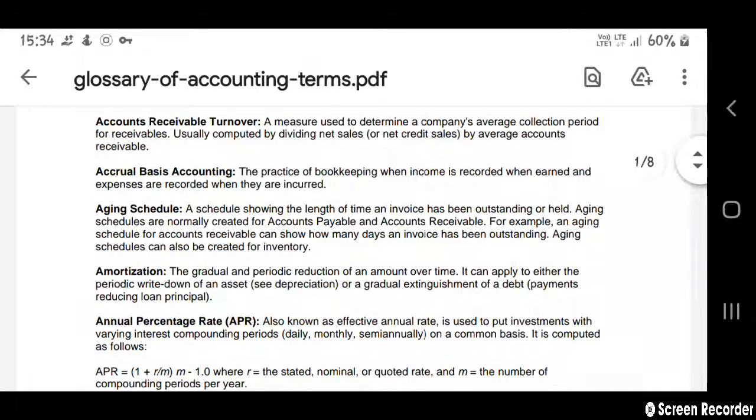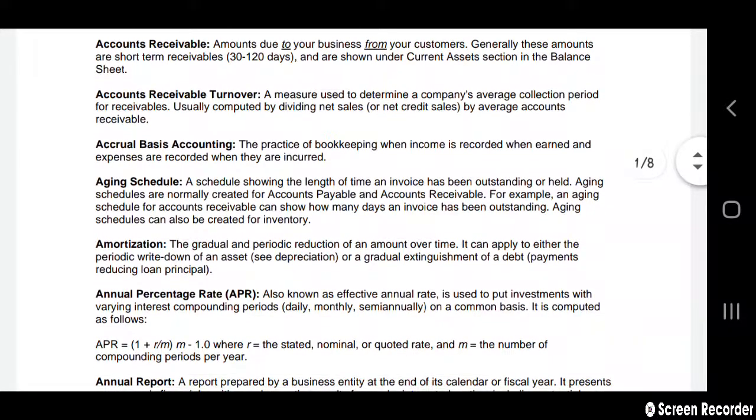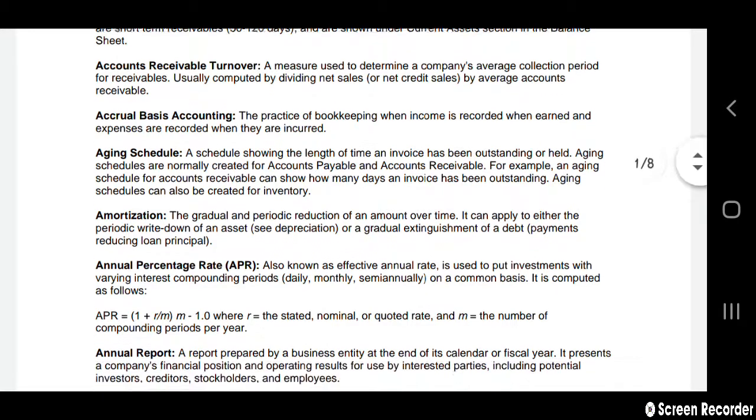Next is the aging schedule. A schedule showing the length of time an invoice has been outstanding or held. Aging schedules are normally created for accounts payable and accounts receivable. For example, an aging schedule for accounts receivable can show how many days an invoice has been outstanding. Aging schedules can also be created for inventory.